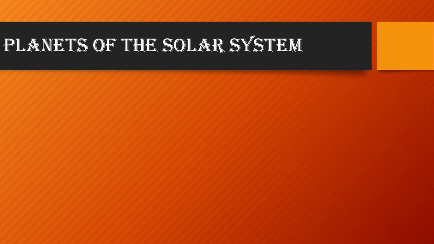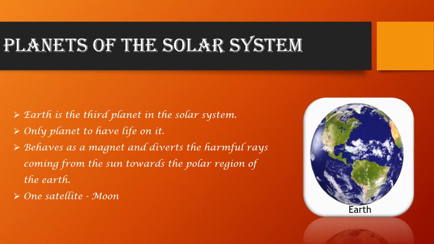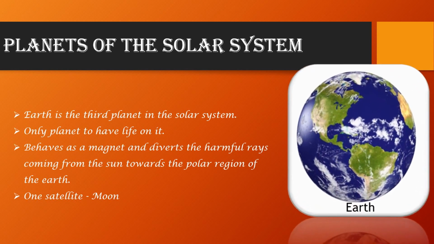So the next planet is Earth. Earth is the third planet in the solar system. Earth is the only planet to have life on it, and Earth behaves as a magnet and diverts the harmful rays coming from the sun towards the polar region of the Earth. And Earth has one satellite, and the name of the satellite is Moon.